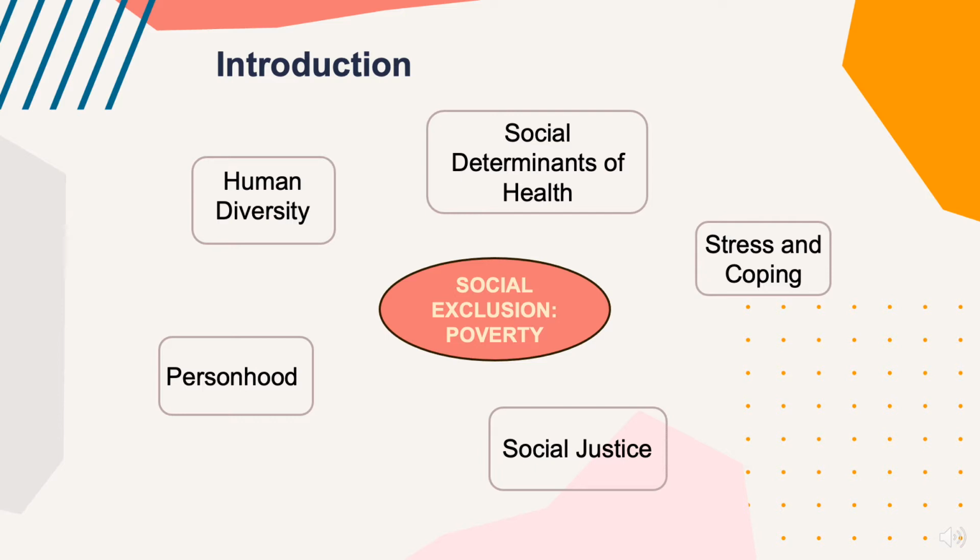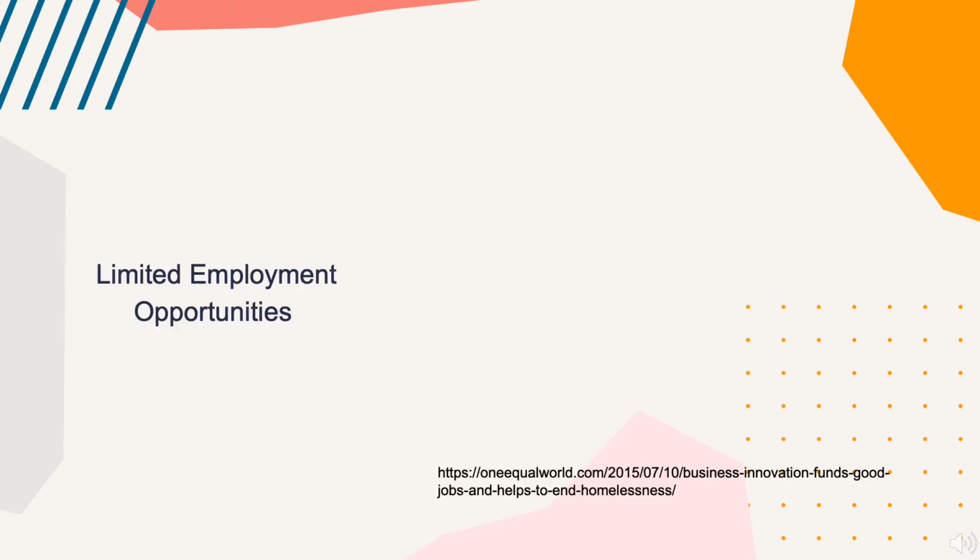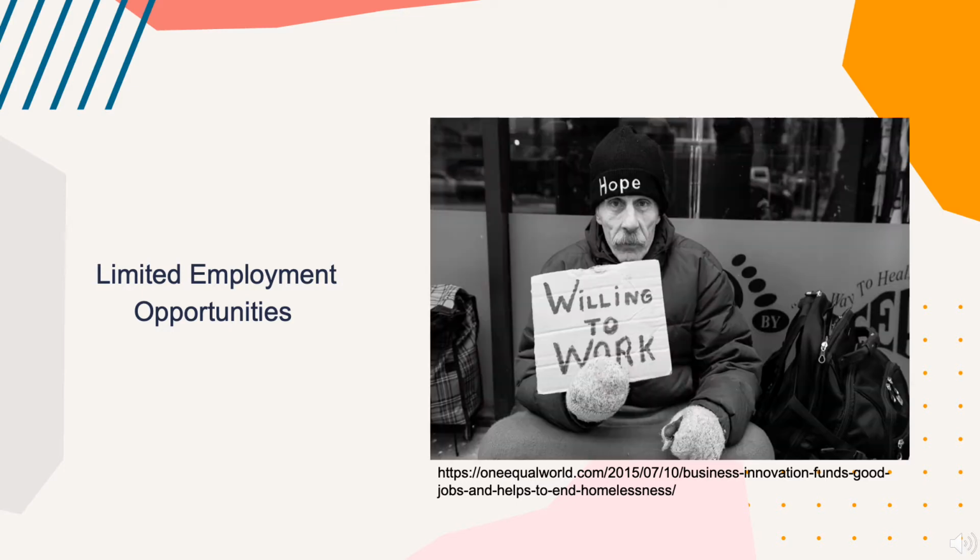Let us now discuss three mechanisms for social exclusion: lack of opportunity, denied rights, and lack of voice. Limited employment opportunities contribute to the experience of social exclusion of those living in poverty. Finding employment is complicated by a low income. Income is known to be one of the most important social determinants of health.